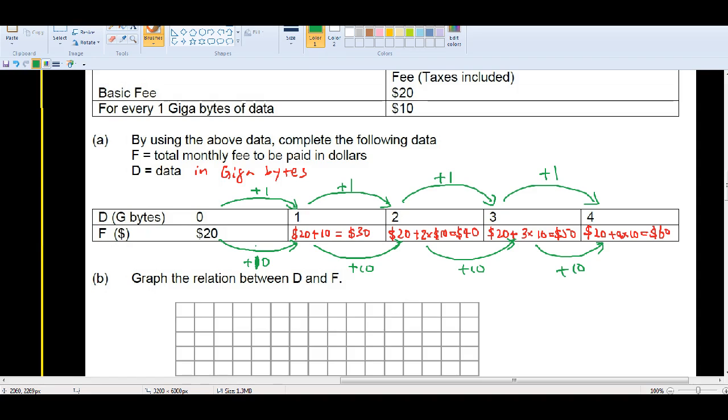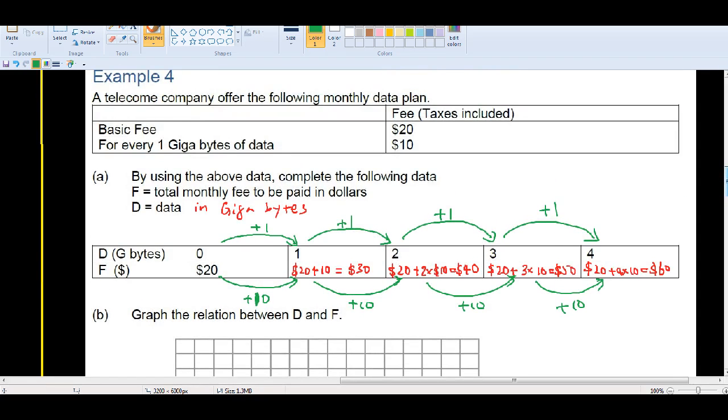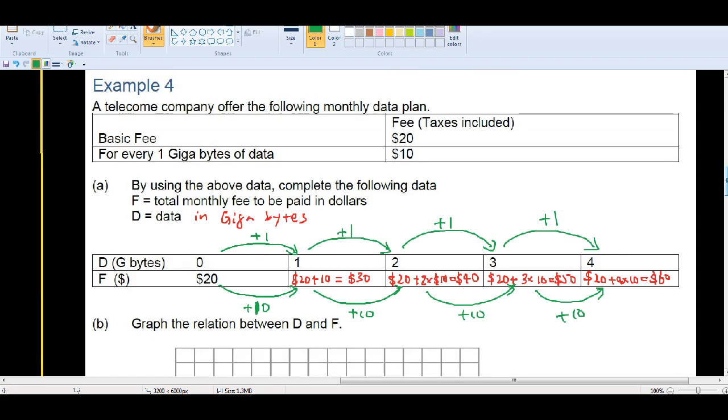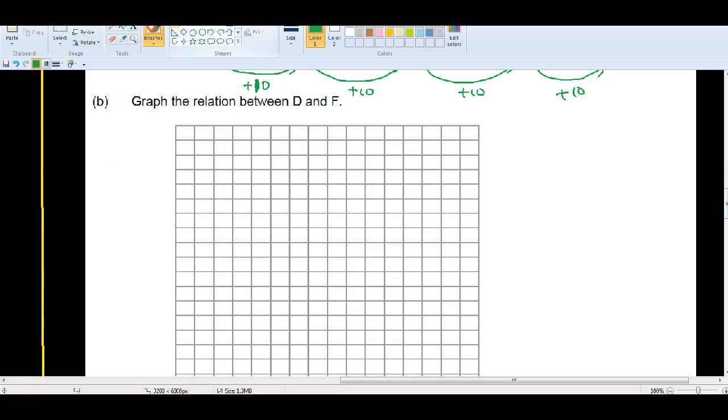Whenever you use 10 divided by 1, it's always 10, right? So that means delta F over delta D, just like what we have done before, delta Y over delta X, is always a constant. So that means they are linear, but here we don't need you to check whether they are linear, because we are going to graph it. You need to graph the relation.